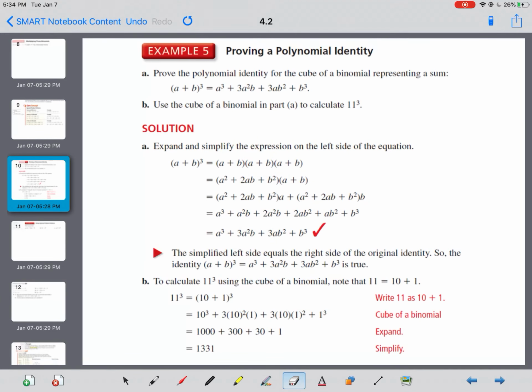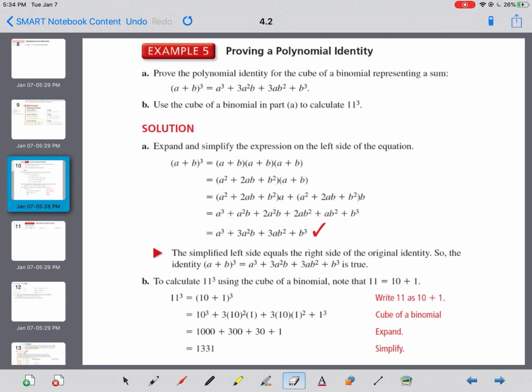So let's look at the proof. Proving a polynomial identity, we're not going to do this in our, well, you're going to kind of do it, but prove the polynomial identity for the cube of a binomial representing a sum, a plus b to the third. They show you all that stuff, use it to calculate, and then bam, here we go. So if we do a plus b times a plus b times a plus b. The first one becomes a squared plus 2ab plus b squared times a plus b. And then it's a times all of that plus b times all of that. So you get a to the third, a squared b plus 2a squared b, 2ab squared, ab squared plus b to the third.